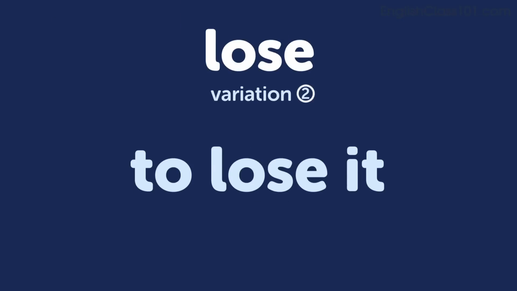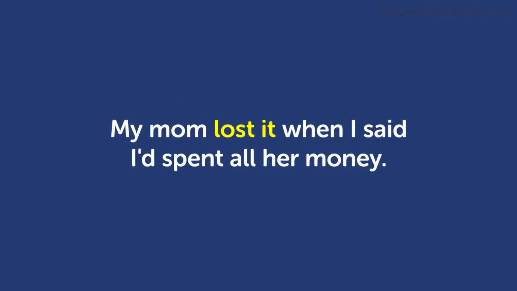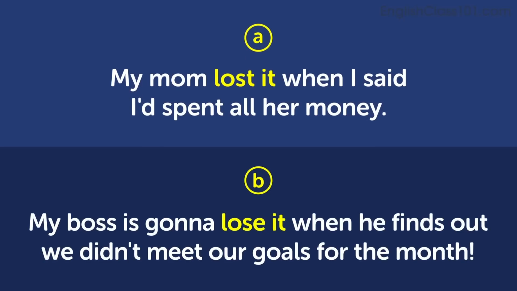Okay. The last variation for this verb is to lose it. To lose it, where it is your emotional control. To lose it. So to lose it means to go crazy, to lose your emotional control. So examples of this. My mom lost it when I said I'd spent all her money. And the second example, my boss is gonna lose it when he finds out we didn't meet our goals for the month.